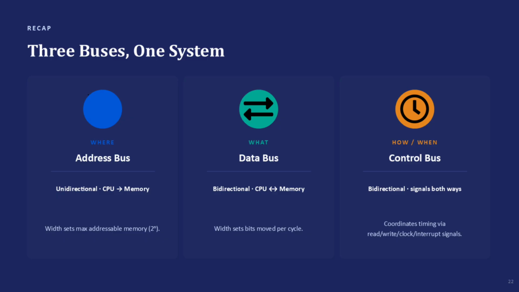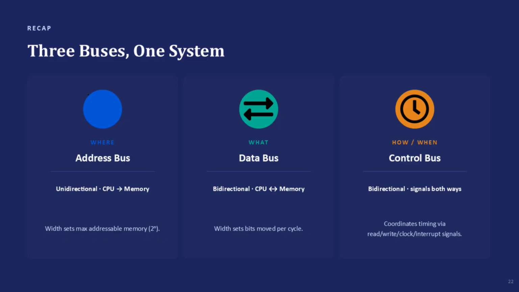Next, ask what. The answer is the data bus. It carries the actual data and program instructions. It is bidirectional because information moves in both directions. Its width determines how much information can be transferred during one operation.